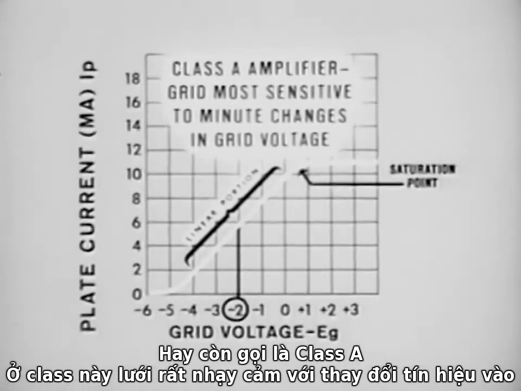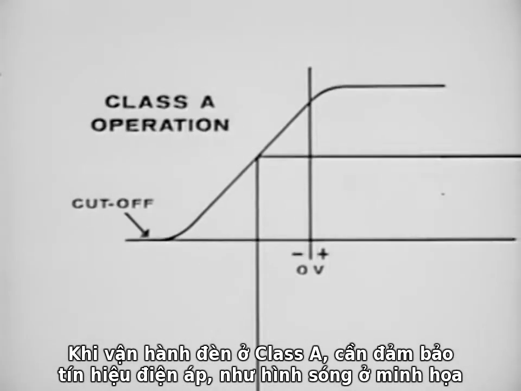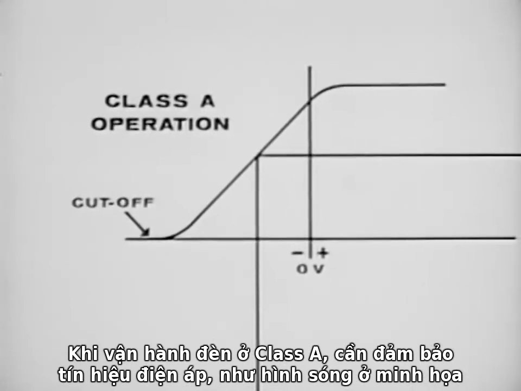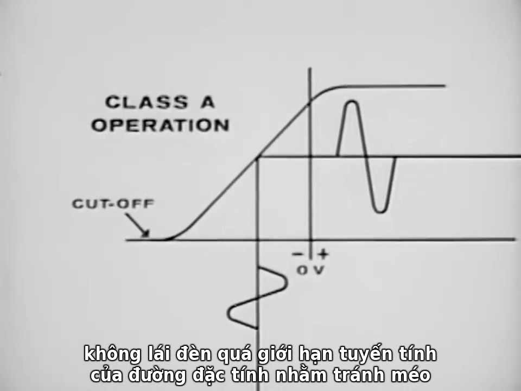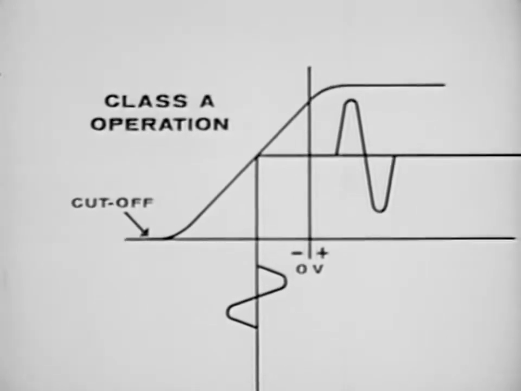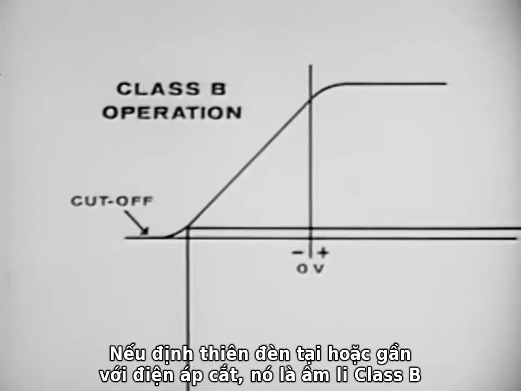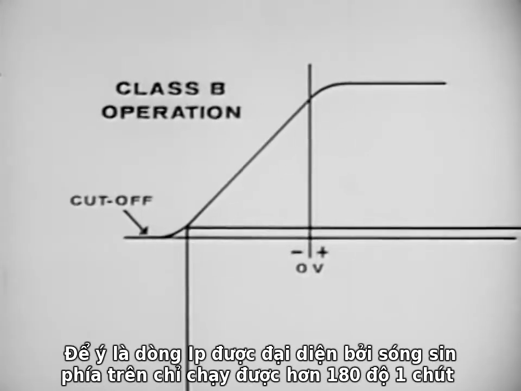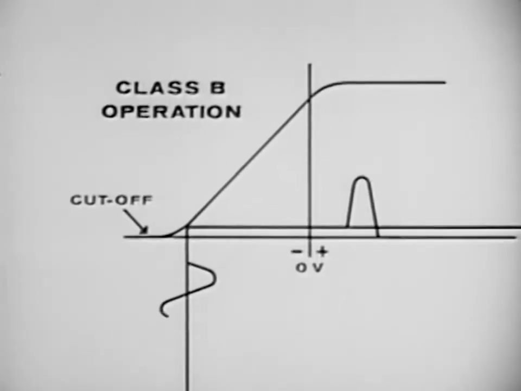In this type, the grid is most sensitive to a minute change in grid voltage. When operating a tube as a Class A amplifier, make sure that the signal voltage, shown here as the lower waveform, does not drive the tube beyond the limits of the linear portion of the curve. This will avoid distortion. If we bias the tube at or near cutoff, it is a Class B amplifier. Note that plate current represented by the upper waveform flows for only slightly more than 180 degrees of the input cycle.